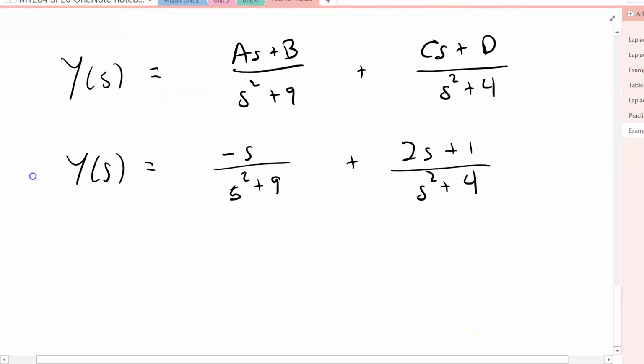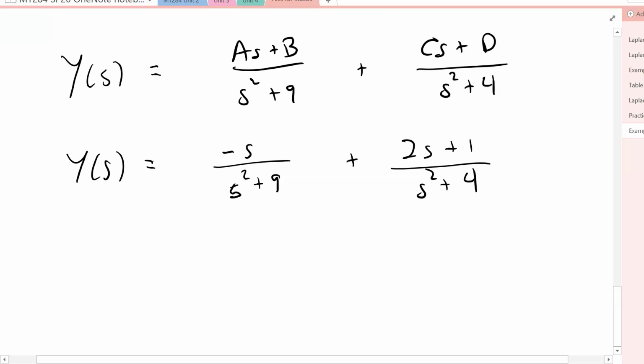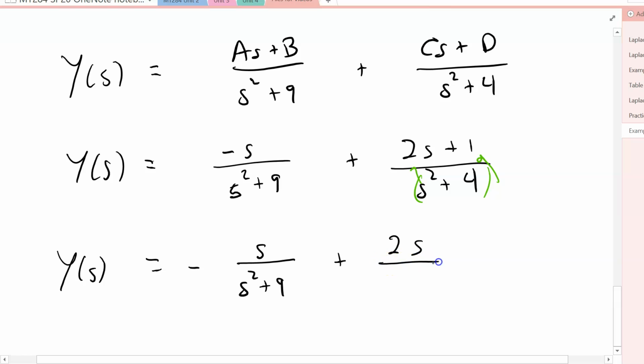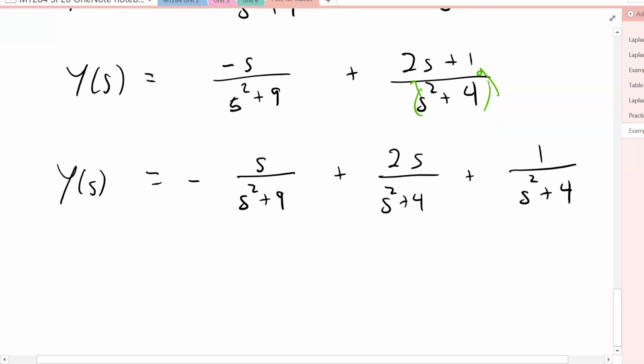Okay, so now our goal is going to be to invert. For this one, like in the previous video, for the second term we're going to need to divide this whole numerator up into each term and split that up. For the first one, we can just pull the negative off, and that's s over s squared plus 9. That one we can recognize right away. For the second one, we're going to rewrite this as 2s over s squared plus 4 plus 1 over s squared plus 4. Then we'll just do one more rewrite and we'll have it.